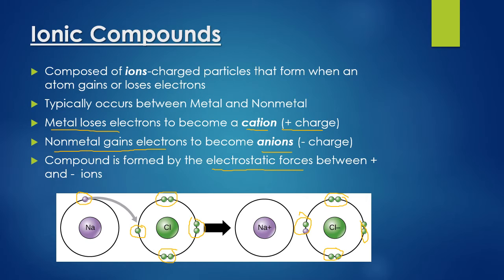Since chlorine gained an extra electron, it now has a -1 charge. Since sodium lost 1 electron, it now has a +1 charge. So these opposite charges are attracted to each other, creating an ionic bond.